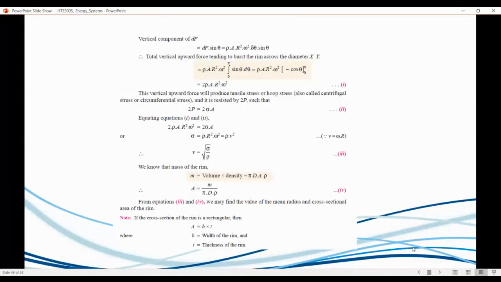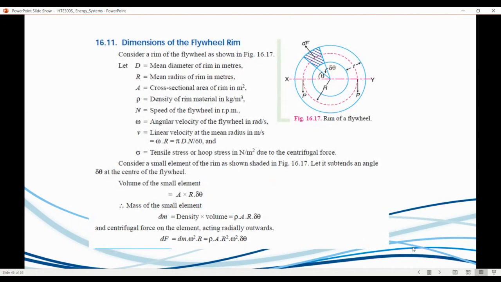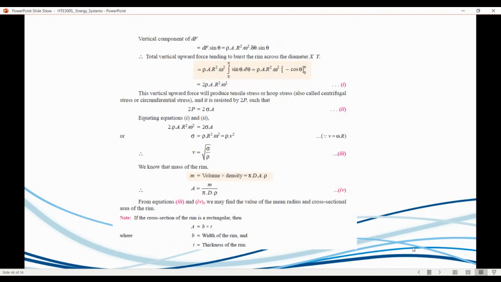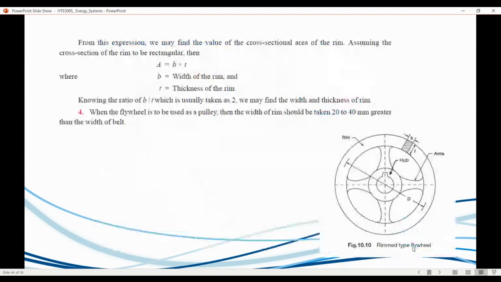It's exactly the same thing as before, but what they really talk about here is that when the flywheel spins, the vertical upward force presents a tensile stress, or hoop stress, also called centrifugal stress or circumferential stress, which is rho v squared. If you remember that, they basically expand upon it and you get all of that. So that's where these formulas come from.